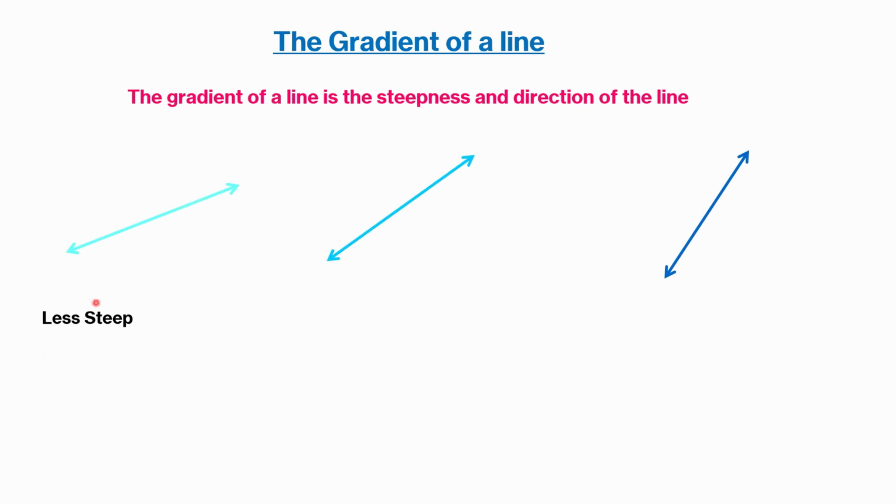The first one is the least steep because the degree of inclination of that line is small. And the second line is more steep because the degree of inclination is higher than the first one. And the third line is the steepest because the degree of inclination is bigger than the first two lines.